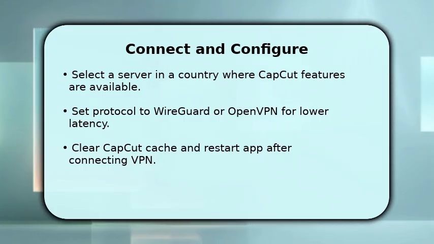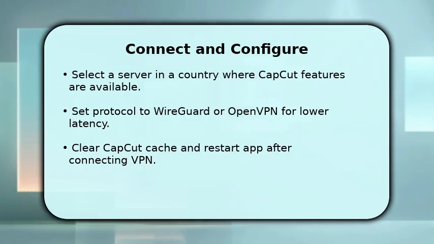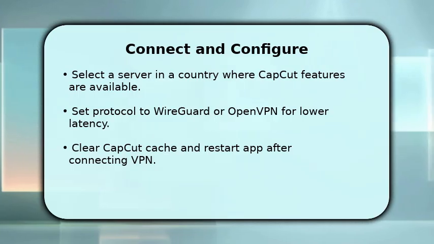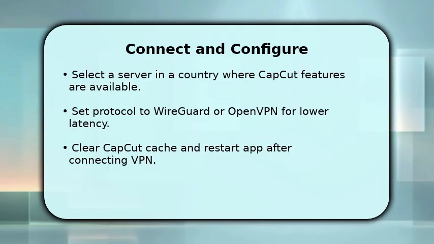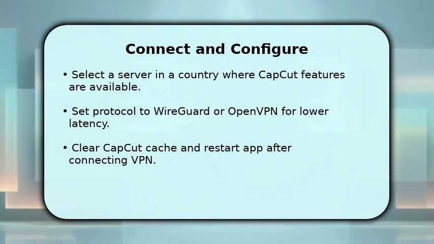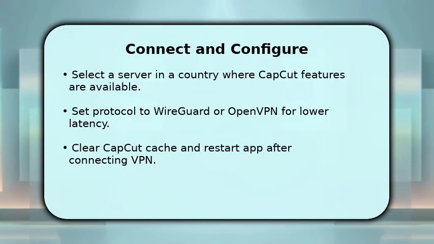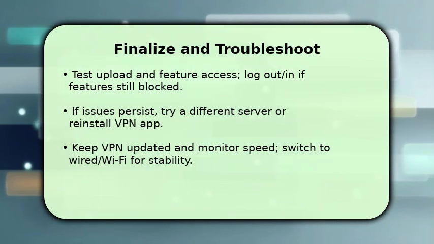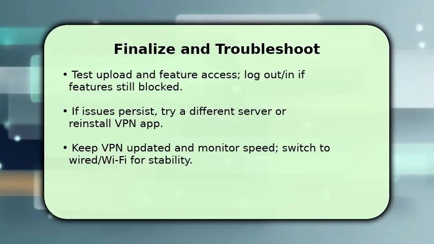This reduces upload time. Then clear CapCut's cache or app data and fully restart CapCut so it initializes with the VPN-assigned IP address. If you plan to upload large files, make sure background data is allowed, and battery optimizations are off to prevent disconnects during transfers. You finish by testing CapCut features and an actual upload. This confirms the VPN is doing its job.